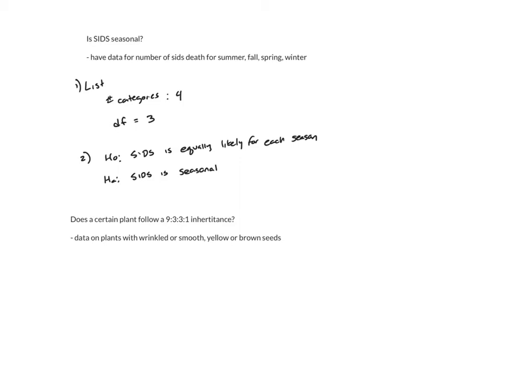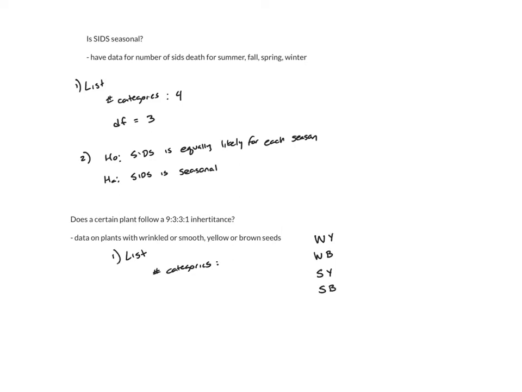We've got data on plants with either wrinkled or smooth seeds, yellow or brown seeds. And so based on this, we're going to go ahead and start with our first thing, which is list. Now the number of categories we have here is really important. If I'm dealing with wrinkled or smooth, yellow or brown, that means seeds could be wrinkled and yellow, maybe they're wrinkled and brown, maybe they're smooth and yellow, maybe they're smooth and brown. So it looks like I have 4 categories.